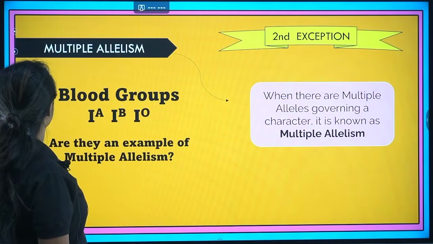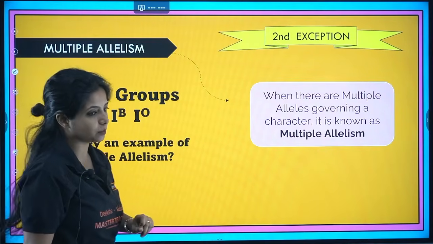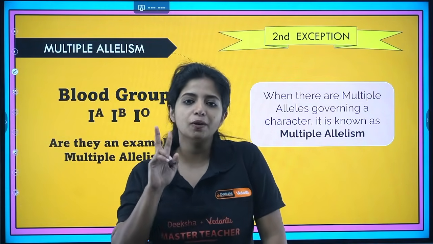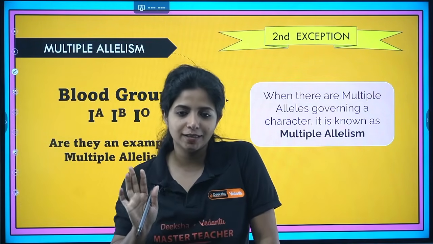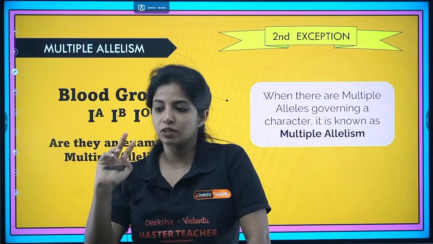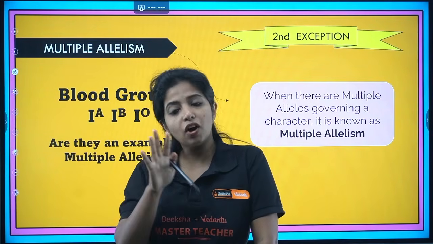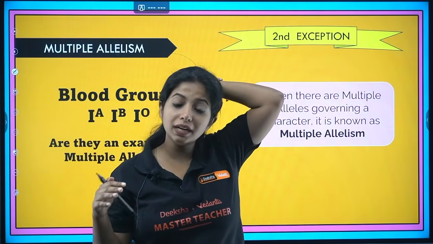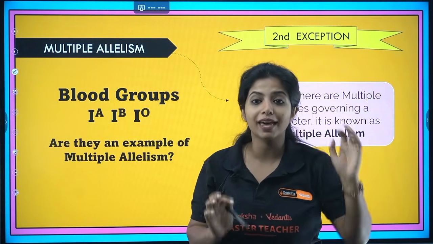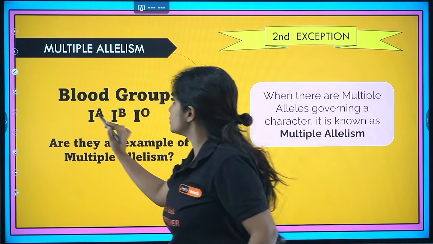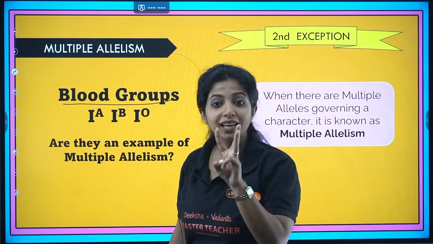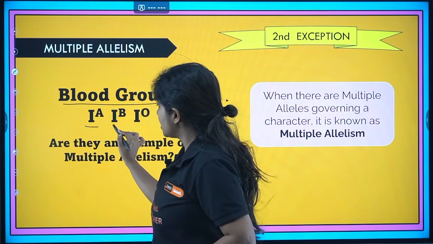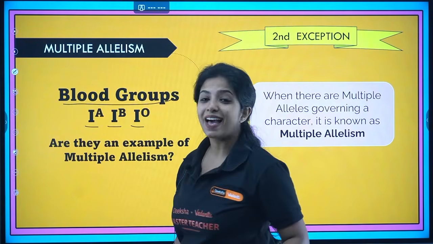Now, the next exception that you have is multiple allelism. According to Mendel, there is a pair of alleles, a pair of factors, for one character. That means for height, tall and dwarf. That's all. But now, people started observing multiple alleles for the same character. For example, in blood groups. In blood group, you have 3 alleles: one is IA, another is IB, and the third one is IO.